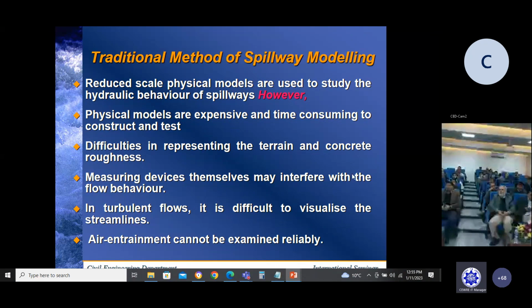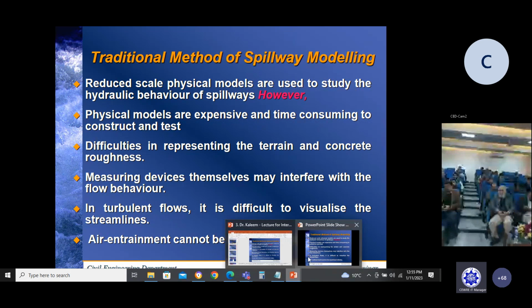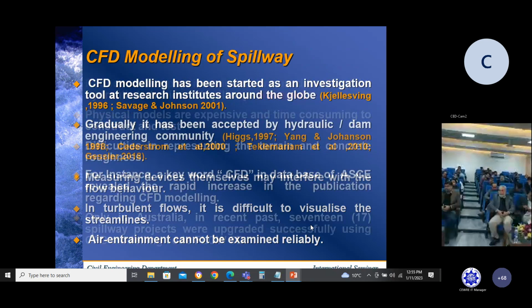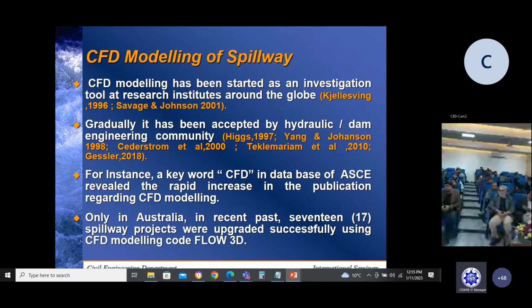And in terms of flow, we cannot visualize the streamlines and air entrainment cannot be examined reliably. So these are the issues with the traditional physical modeling. So that's why now the industry is thinking over the CFD modeling of the spillways.